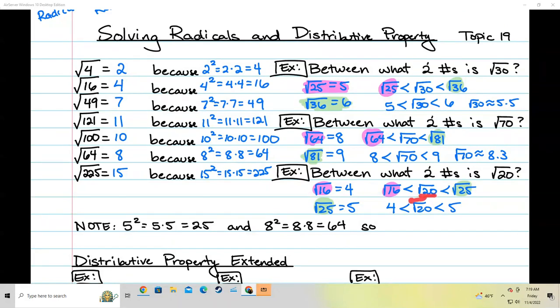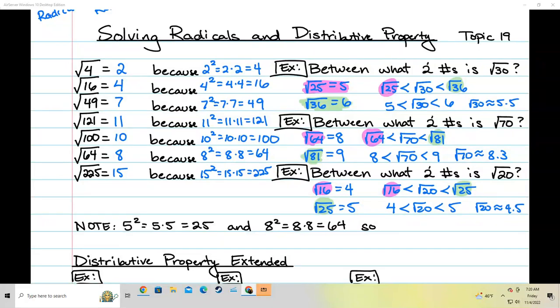Because 20 is 4 units away from 16 and 5 units away from 25, it's going to be pretty close to the middle, right? It's pretty darn close to the middle. So if I were to guess, I would say that the square root of 20 has got to be between 4 and 5. So I'm going to call it like 4.5. And it's pretty darn close to the middle. And so we're just going to leave it like that. Okay, so hopefully that made sense.